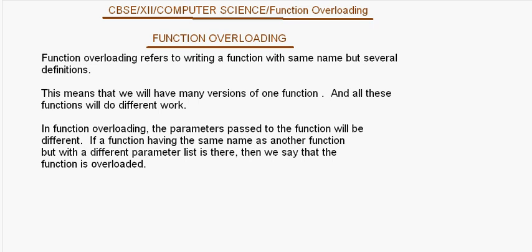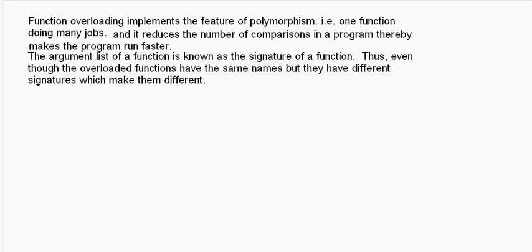So if you find a program in which there is a function written more than once, in that case you have to check the parameter list. If the parameter lists of those functions are different, then it is a case of function overloading. Now, as I said, function overloading comes under object-oriented programming, and this implements the feature of polymorphism in OOPS. And this function overloading makes the program run faster than the normal functions.